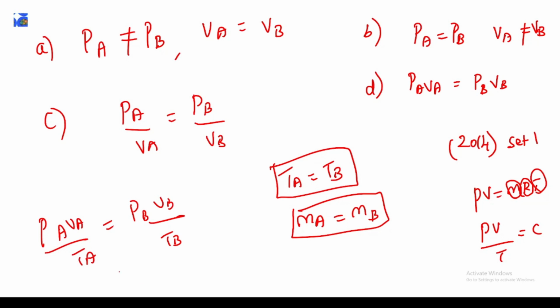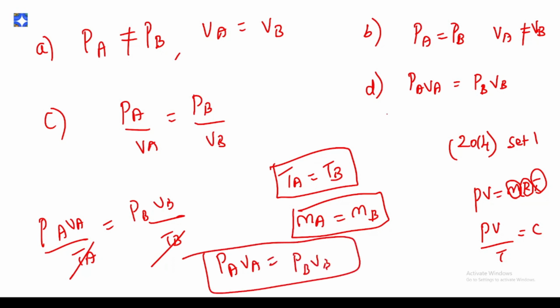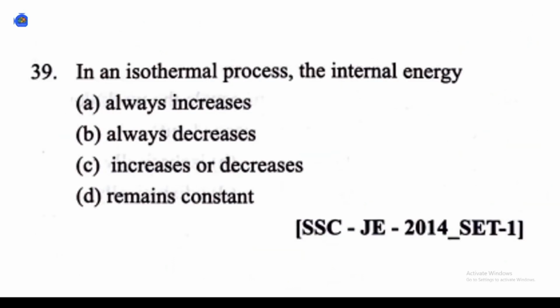And already we know that this is constant. So this can be cancelled out. So I can say that PA VA should be equal to PB VB. So option D is the correct answer. Let's get into the next question.